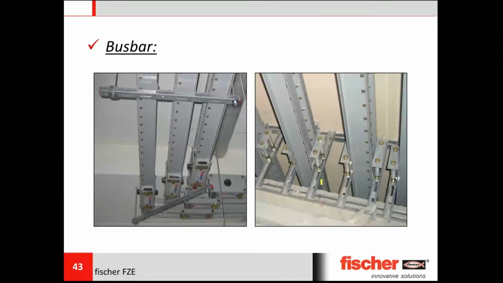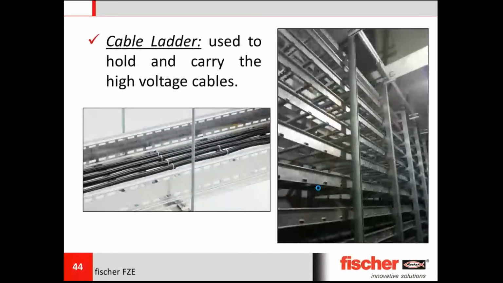So we design the supports for both the scenarios. We have cable ladder supports, multiple cable ladder supports. What is the difference between a cable ladder and a normal cable tray? Why do you have to use a ladder instead of a cable tray?